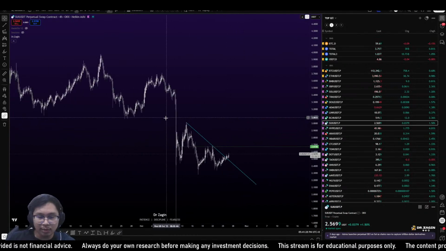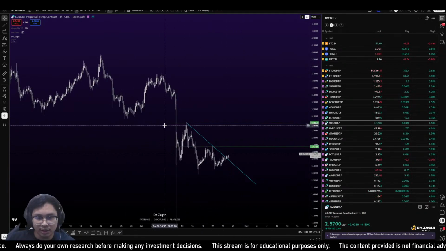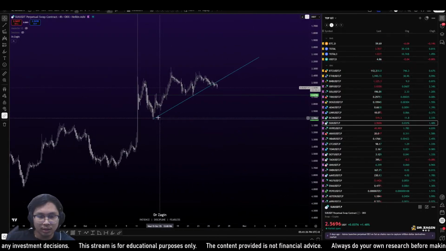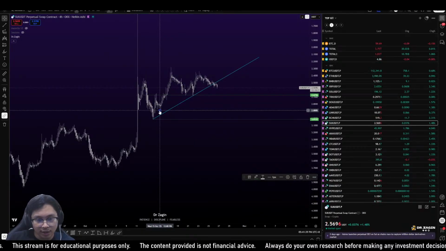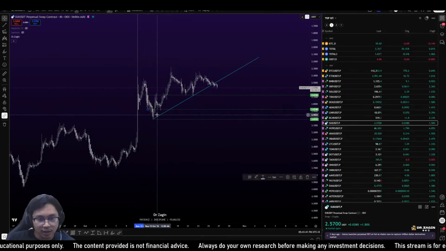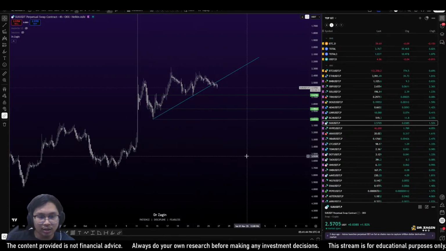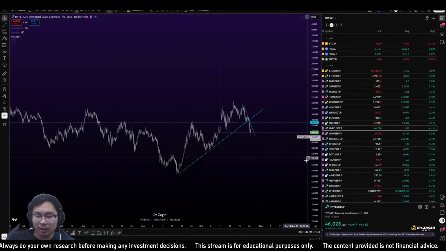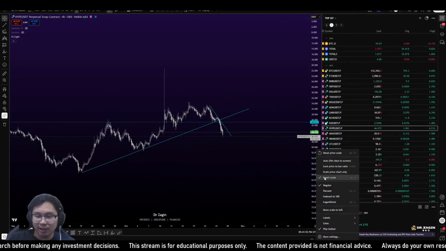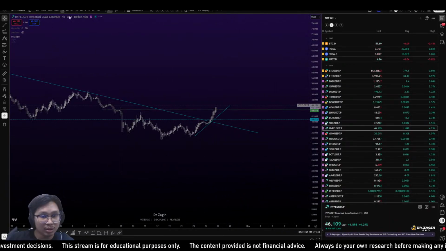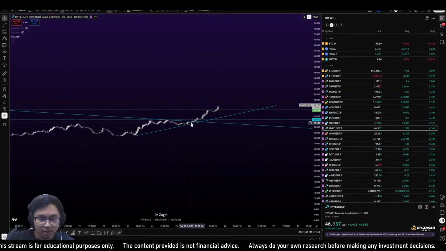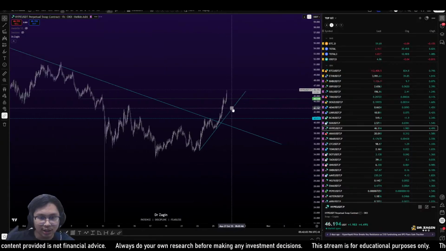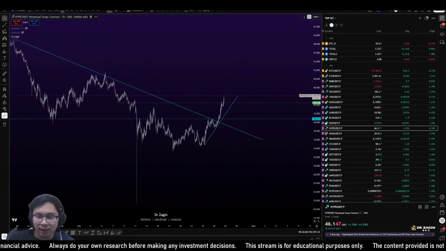Potential TP, first TP, then TP to whatever. If volume supports, then why not? Let's just say TP3. TP3 is here, around this area. There you go. 1, 2, 3. Depends on your risk appetite, guys. Oh shit, I was just charting this earlier. I wanted to enter this trade. Anyway, it's done.